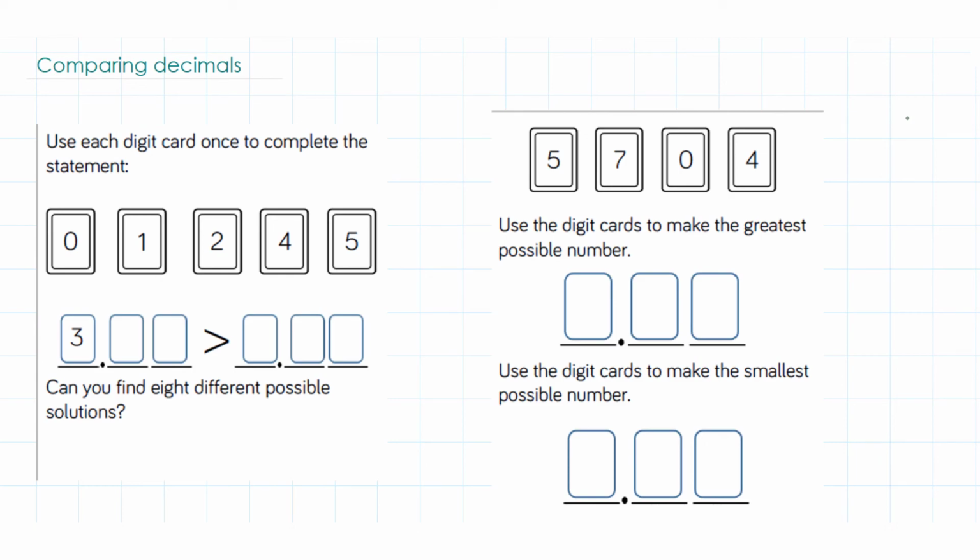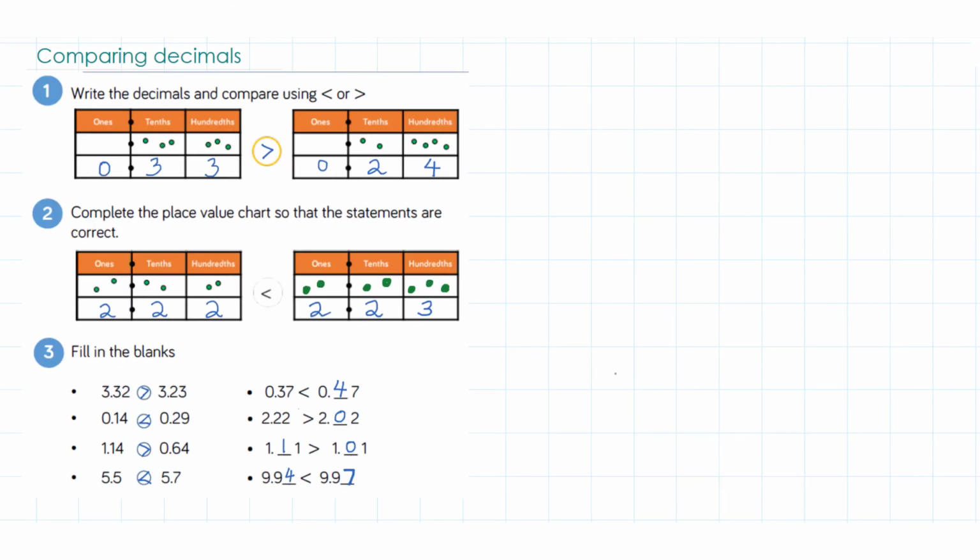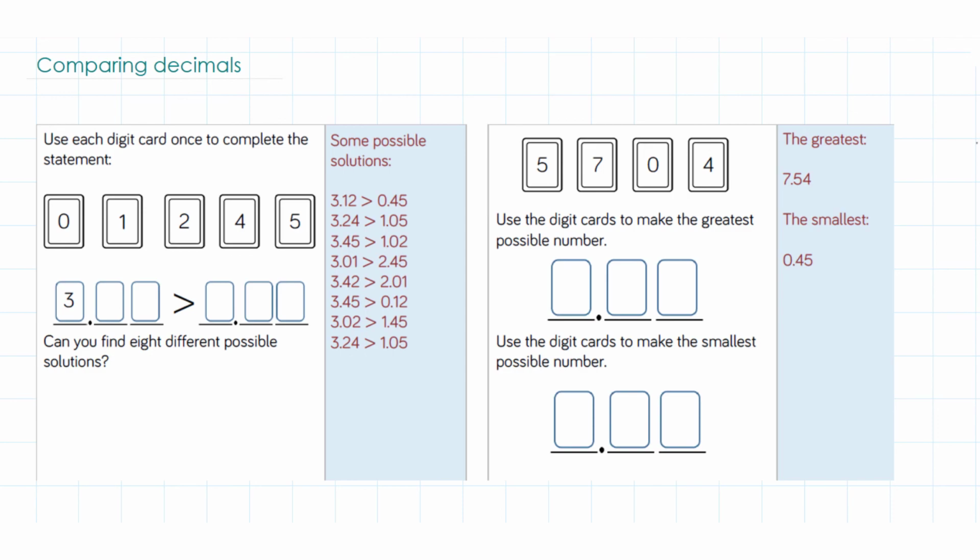Next, I'm going to go through the answers, so pause here if you're not ready for that. Here are the answers for the first 3 questions. For the second question, there were many other possible answers. And also for number 3, when you were putting in those digits, those questions on the right, there were many possible answers again. And the problems, some possible solutions. How did you get on with those? Well, I hope.